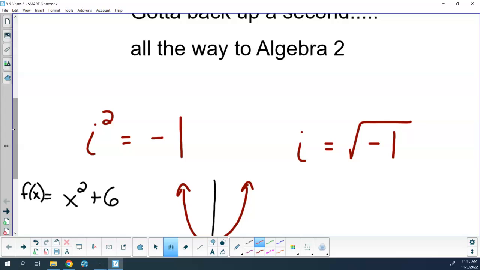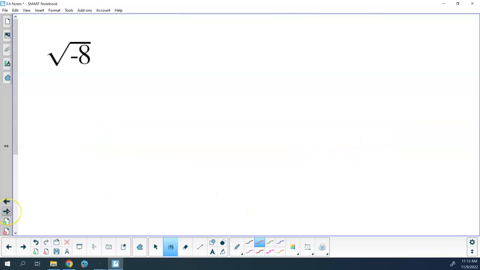The main focus for us in this class is going to be simplifying radicals that are imaginary or complex.